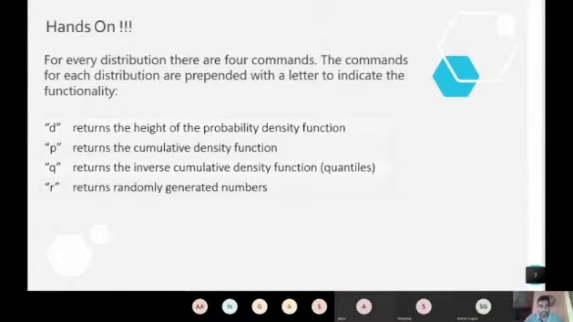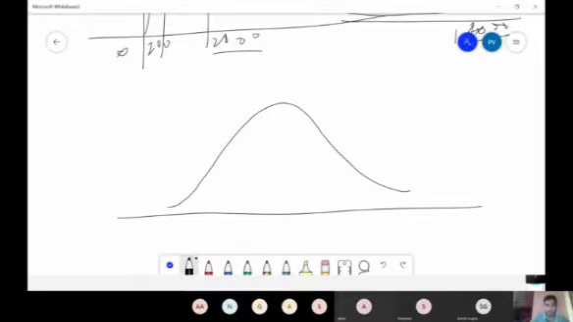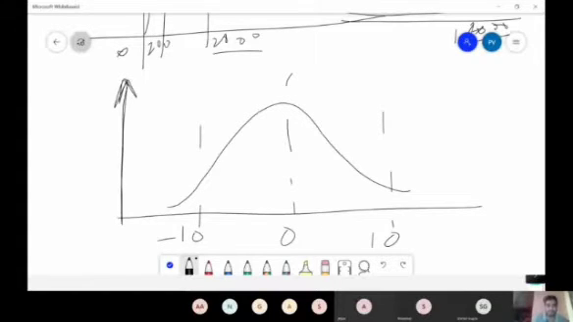Before we move on, I forgot this. In R, what does D before any distribution mean? It will return the density function, or the height of the probability density function. Let's say this is the normal distribution, from let's say -10 to +10 with the mean of 0. What is the y-axis? The y-axis is just the probability. That's how you define the PDF, right?